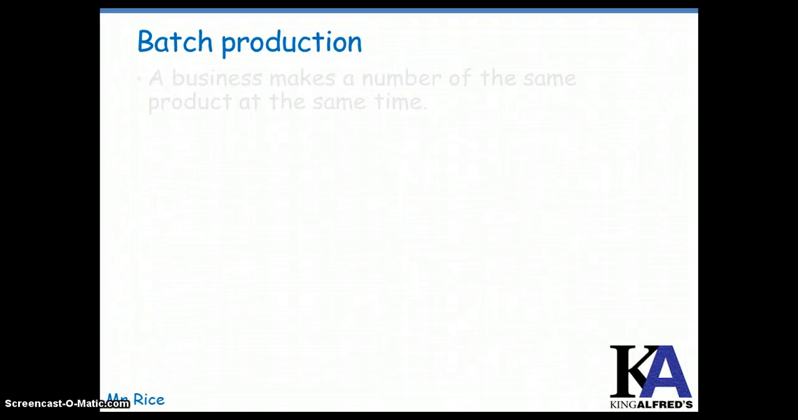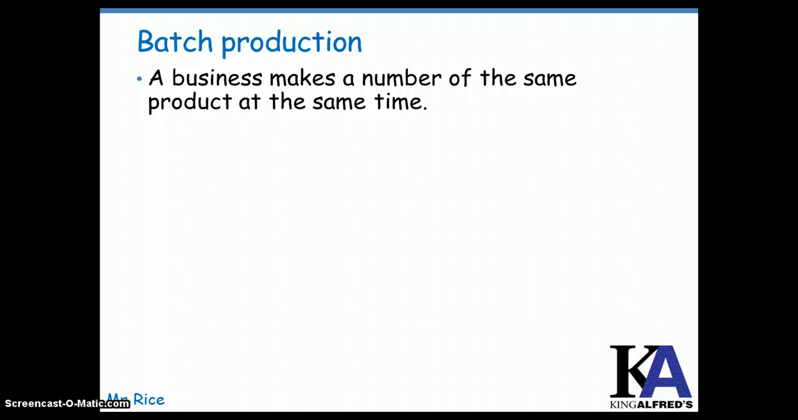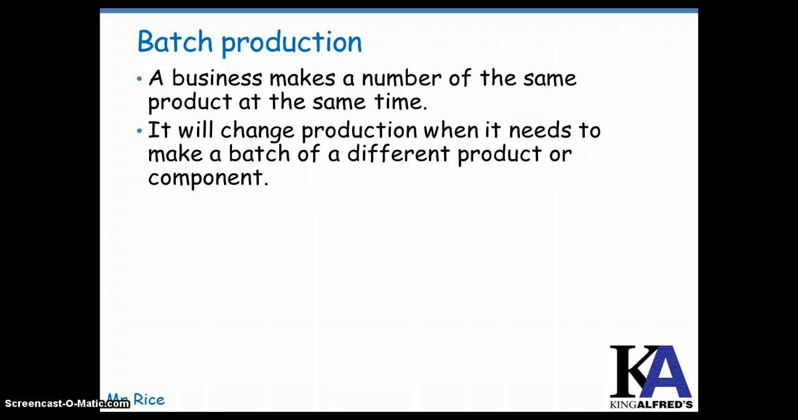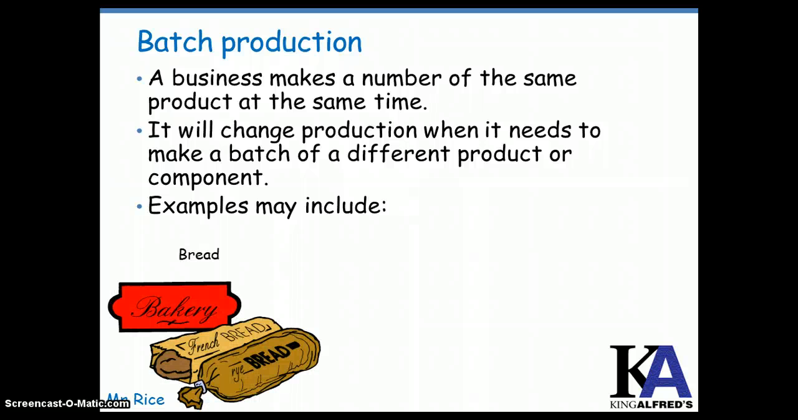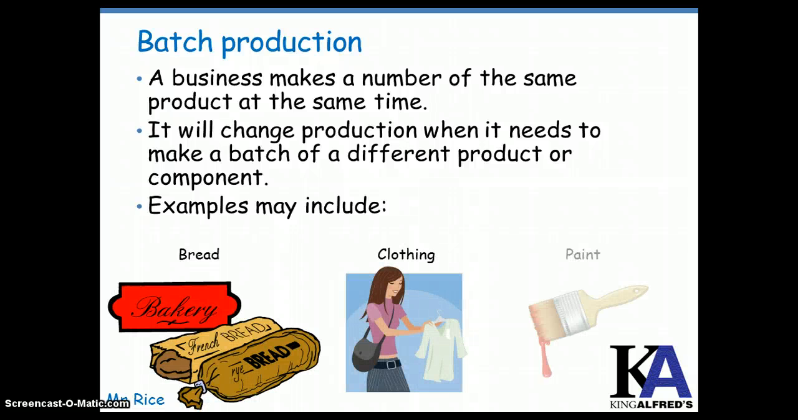Batch production, on the other hand, is when a business makes a number of the same product at the same time. It will only change production when it needs to make a different batch of a different product. Some examples may include bread, clothing, or paint.